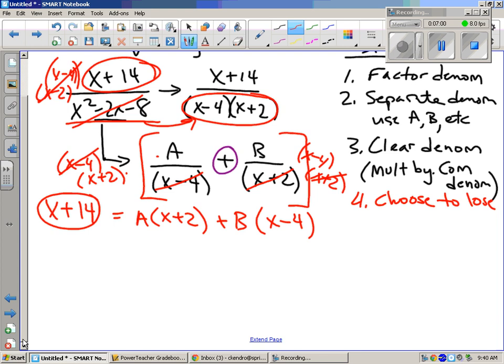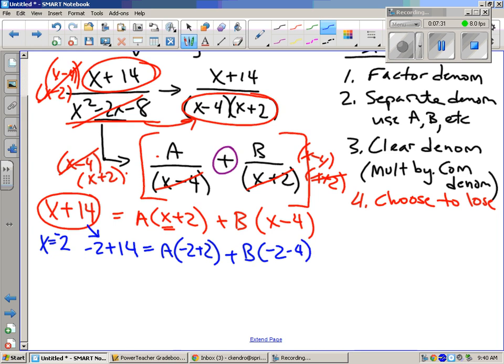So in my case, I see if I choose a negative 2, that will make that first parenthesis 0, and then 0 times a gets rid of the a. So that's what I'm going to choose first. I'm going to choose x equals negative 2. Then you want to substitute that in everywhere. So I have negative 2 plus 14, that's right here, and then a times negative 2 plus 2, and then b times negative 2 minus 4. So I have left 12 equals, this is gone, and then I have negative 6 times b, so b equals negative 2.